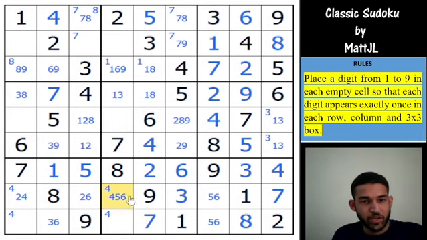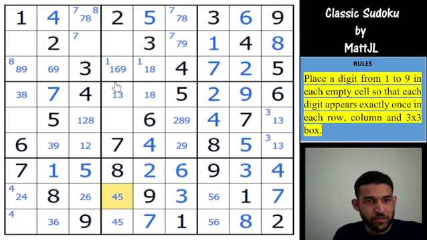Okay, we can tidy up the pencil marks here, right? 2, 7, 8, 9, 1, 3, 6. So this has to be a 4 and a 5. Which means 2, 7, 8, 4, 5. So 1, 3, 6 and 9. So this becomes 6, 9. And that has to be 1, 3 and 9.